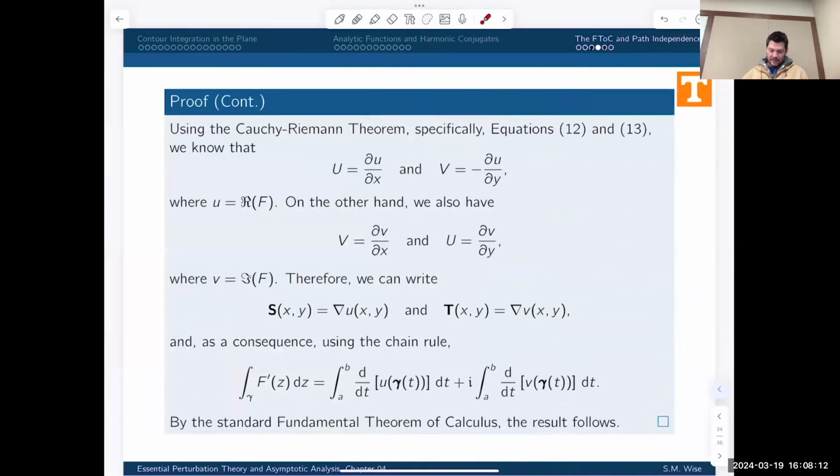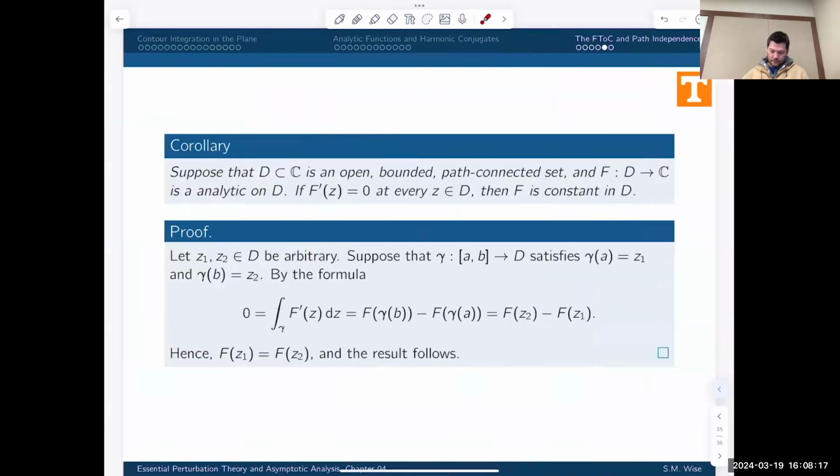Okay, so we proved that fundamental theorem for contour integrals last time. We proved this corollary as well, which says that if D is an open bounded path connected set and F is an analytic function on D and has the property that the derivative of F is equal to 0 at every point in D, then F is a constant function on D. So we proved that one as well.